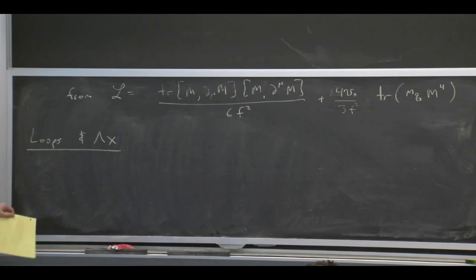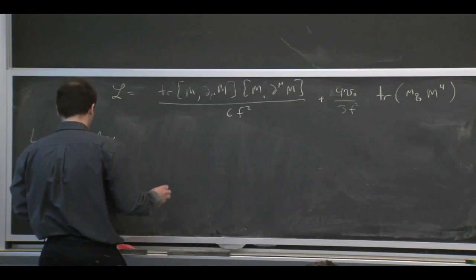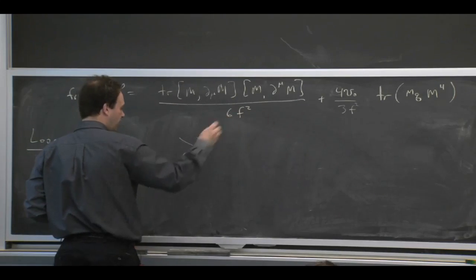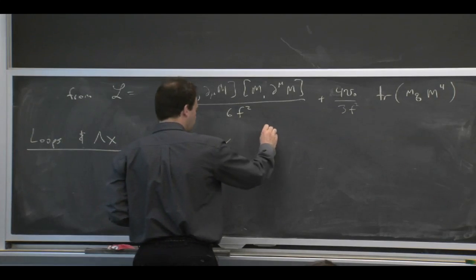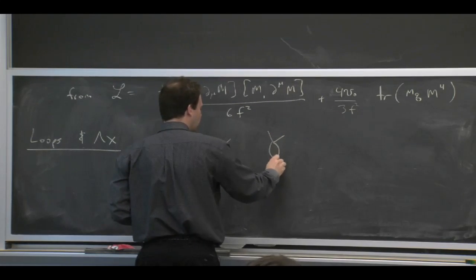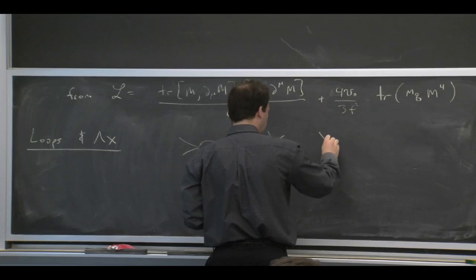Okay, so what about loops? And what is this scale lambda chi? So the type of loops that you can have if you have a 4-point interaction, and just draw a solid line since it's easier than drawing dashed lines. Think of all these as dashed.